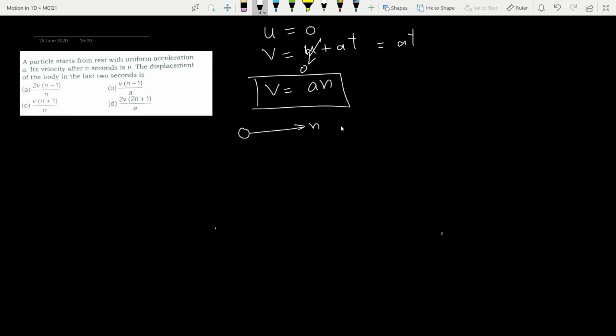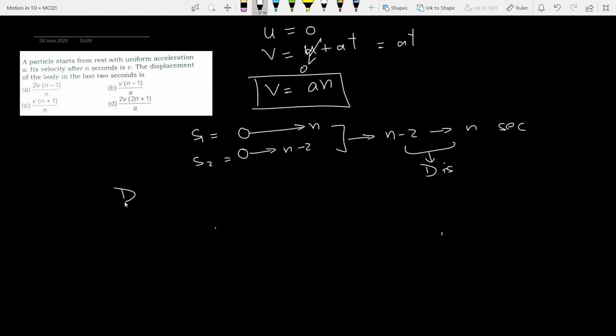Now for finding the displacement in last 2 seconds, what I'll do, I'll just calculate displacement from 0 to n seconds, and I'll calculate the displacement in 0 to n minus 2 seconds, and I will subtract those two to find the displacement from n minus 2 to n seconds. This will give us the displacement in last 2 seconds. Let's say it as d. Let's take it as s1. Let's take it as s2. So d is equal to s1 minus s2.